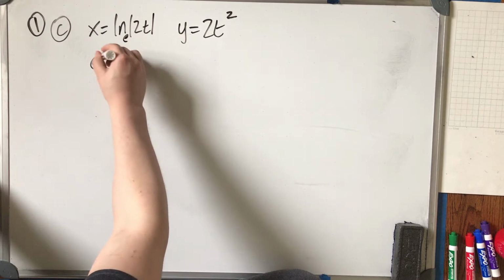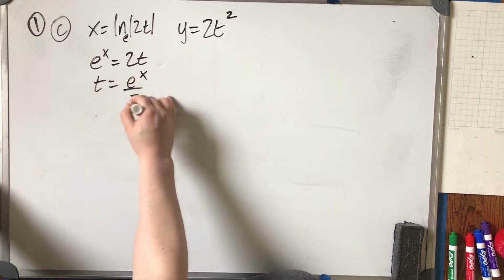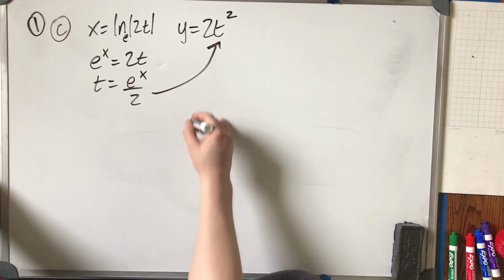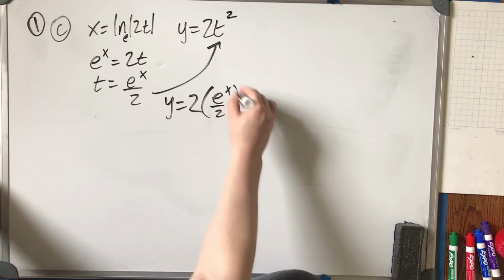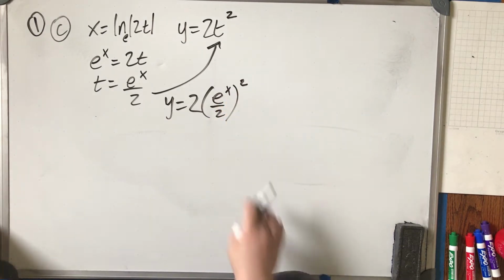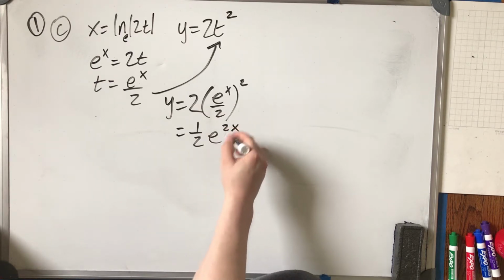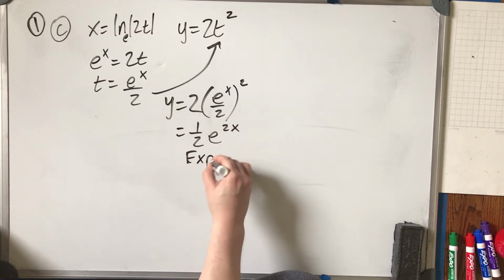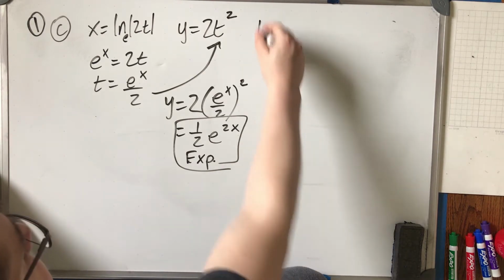So this is really e to the x equals 2t. So t is going to equal e to the x over 2, and now I can substitute that in over here. So I'll get y equals 2 times parentheses e to the x over 2 squared. And if I just simplify this a little bit, I'll end up with 1/2 e to the 2x. X is in the exponent, so this is an exponential function. And there we go, done.